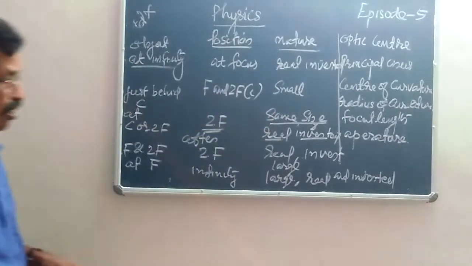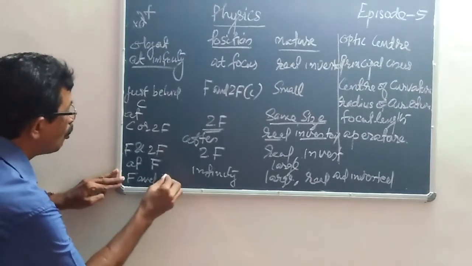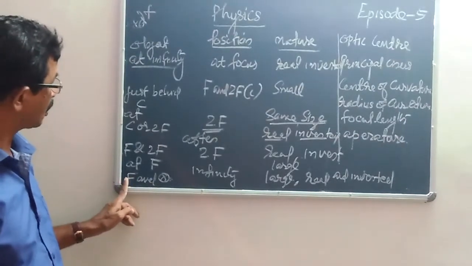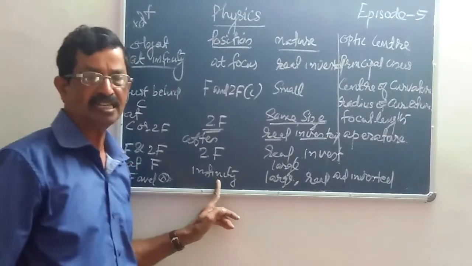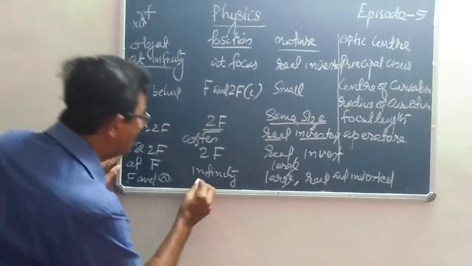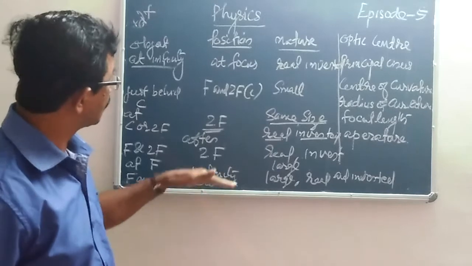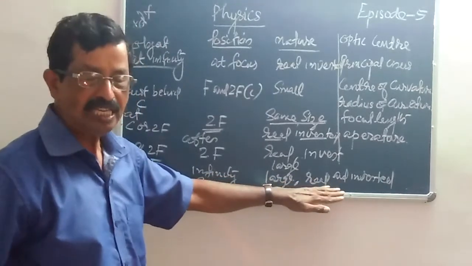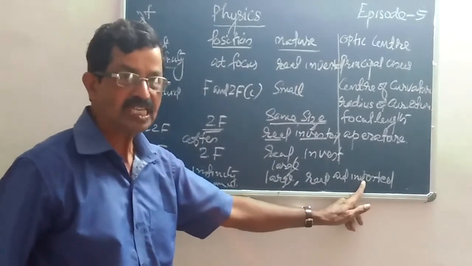Okay. Now one more case, the object between F and the optic center O. Now the object is placed in between focus and optic center. Then we cannot get the image on the screen, but we can see that image on the lens. That image comes on the same side. It is large. But that image is not a real one. That means it is virtual, not inverted, but erect.